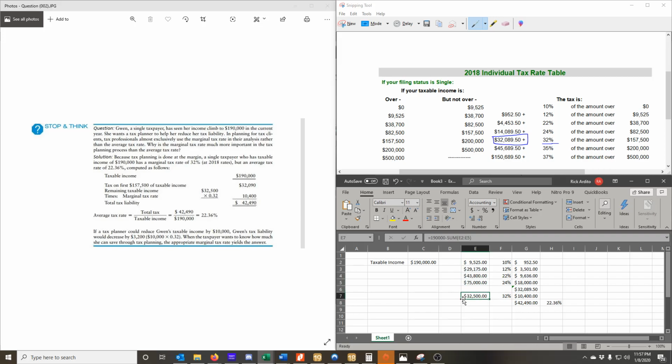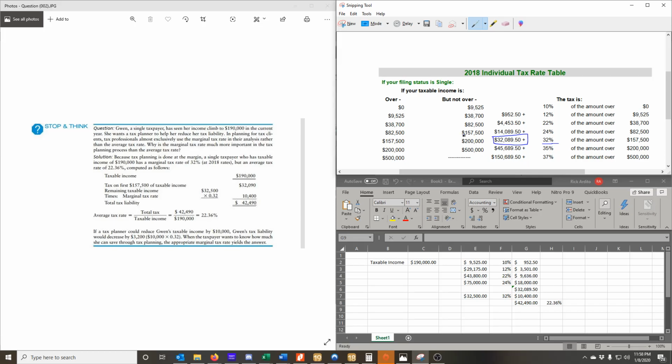However, every additional dollar that Gwen makes up to $200,000 is going to be taxed at 32%. So that's why when we're doing tax planning, we're looking at the marginal rate, because if we can get deductions, or if we make extra dollars, we're saving, or we're spending an extra 32%, because that's the tax bracket that all that activity is going to take place in.